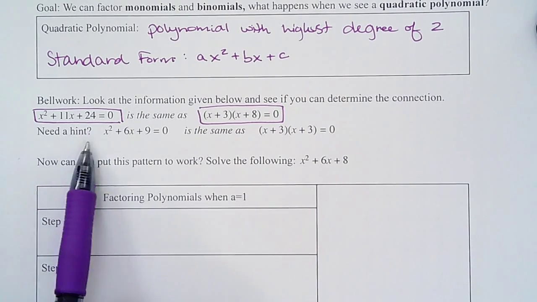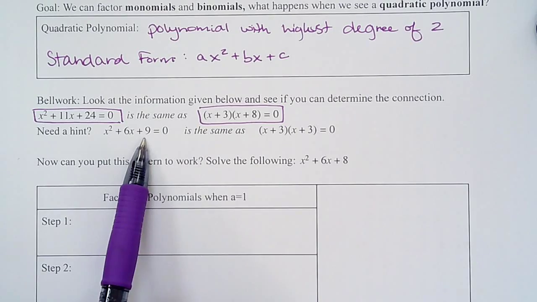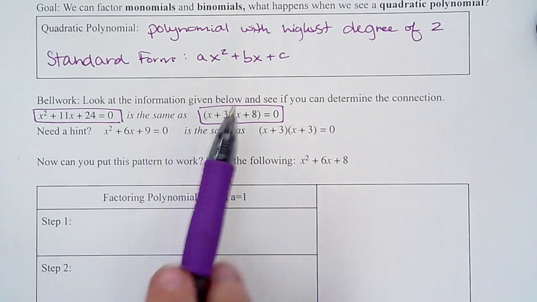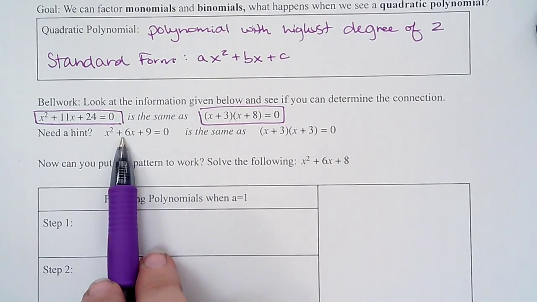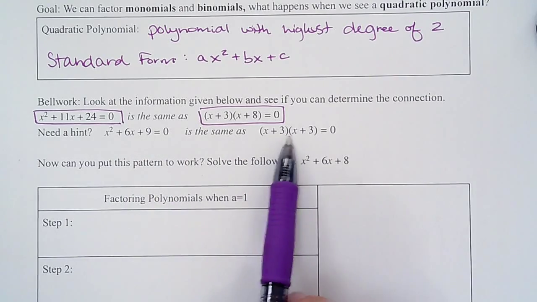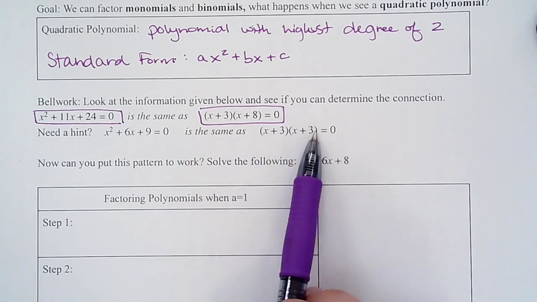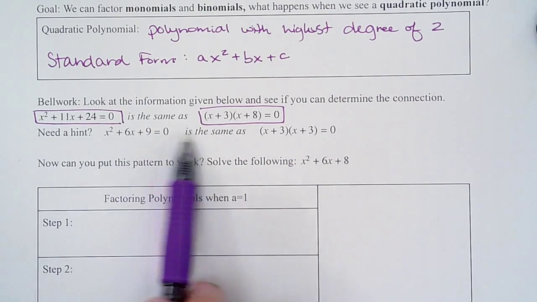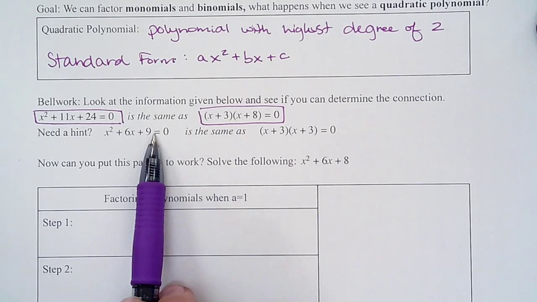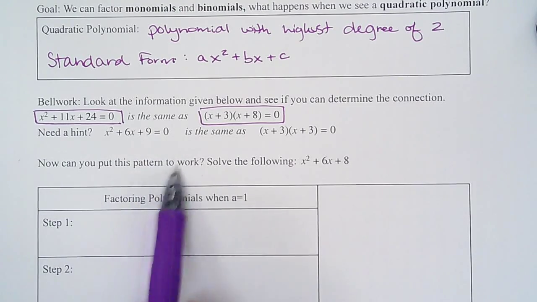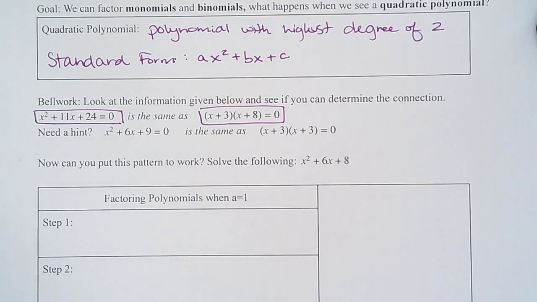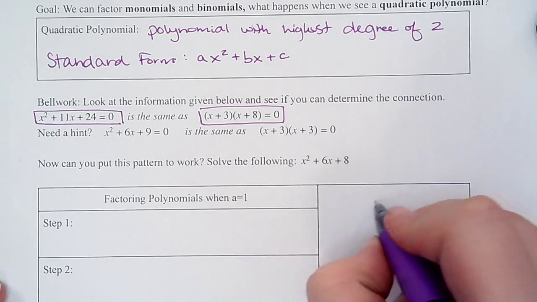So this next one says need a hint. Well, if I look at this again, does it work the same way in another scenario? If I have x squared plus 6x plus 9 equals 0, I do notice that 3's not only add to 6, but they also multiply to 9. So when we start using this pattern, that's how we're going to be factoring these quadratic polynomials. So let's solve the following.